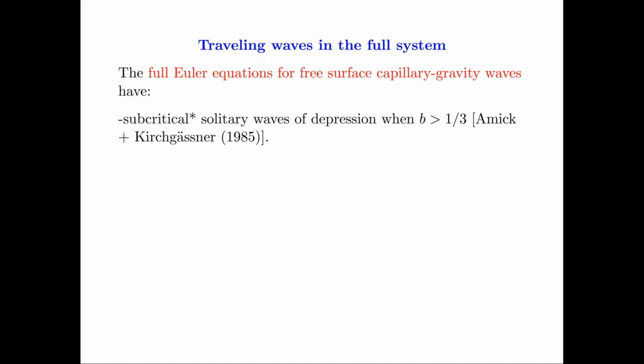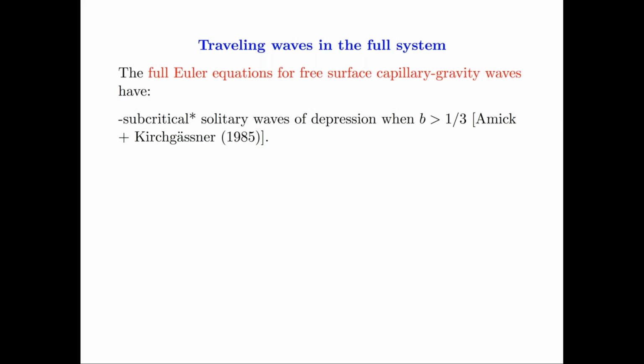So one of the earliest results is by Amick and Kirchgässner back in the 80s, and it says that if the surface tension effect B is bigger than a third. So in your head, you should be thinking of B being bigger than a third as lots of surface tension. Okay. So if B is bigger than a third, if there's a lot of surface tension, then you have solitary waves of depression. Which just means that if you were physically looking at the wave going by on the surface of the water, it would be like a little divot in the surface of the water as opposed to an elevated sort of thing like you're used to thinking about when you think about solitary waves.